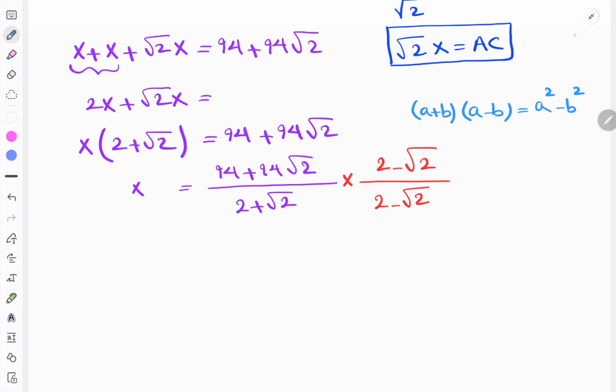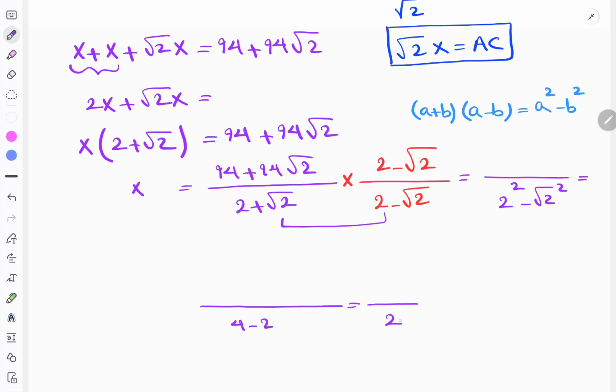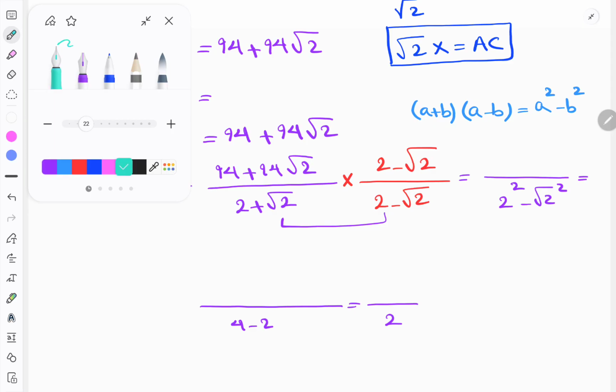Okay, and now 2 plus radical 2 times 2 minus radical 2 is 2 squared minus radical 2 squared. So the denominator is 4 minus 2, which is 2. And how about the numerator? So we should multiply this by this using distribution. So let me write this.